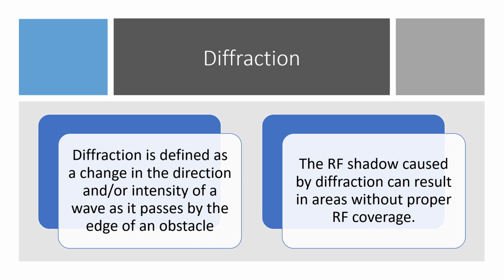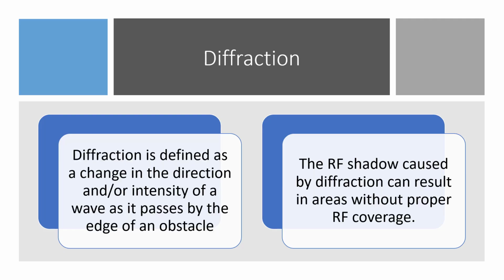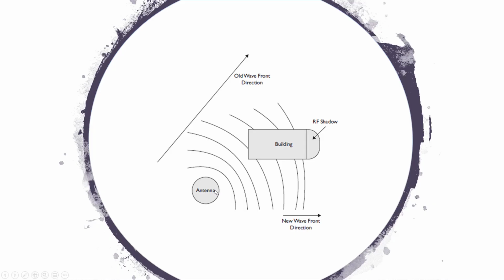In the case of diffraction, the signal hits some sort of a corner. It has nothing to do with the refractive index, but when it hits a corner, it bends and changes direction. That creates what is called an RF shadow. Look at it here. This is an antenna. The signal starts going. This is the wavefront. When it hits this corner, this is an L corner, the signal starts bending. So it bends and goes.